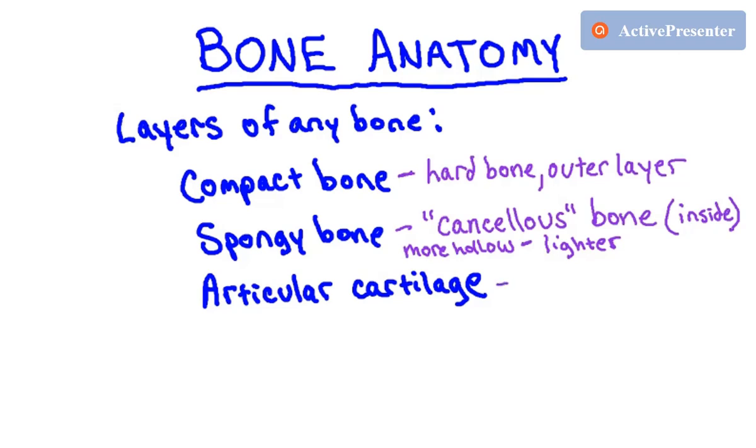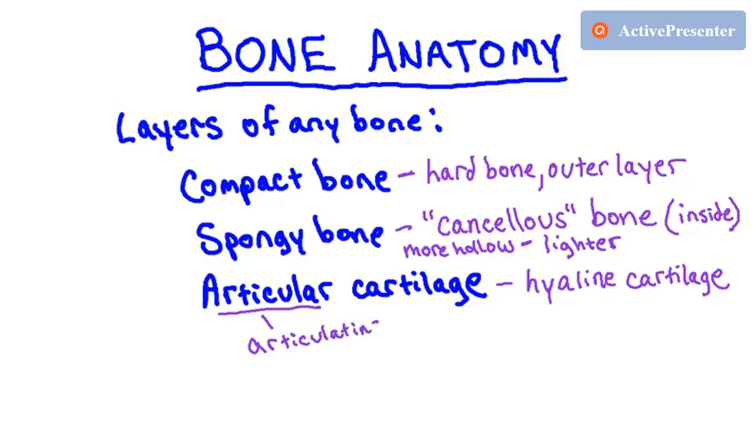Articular cartilage, this is a hyaline cartilage. You should be familiar with that term, hyaline cartilage. We went over it in our last video, and there's a lot more stuff about hyaline cartilage and its relationship with bones that we'll get into. But articular, this just means articulating, and articulating just means to join together.